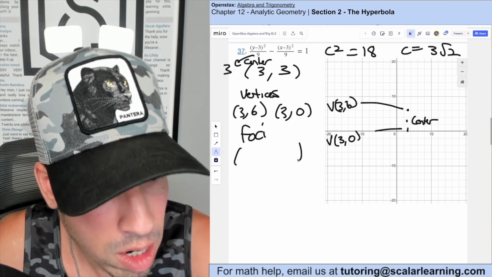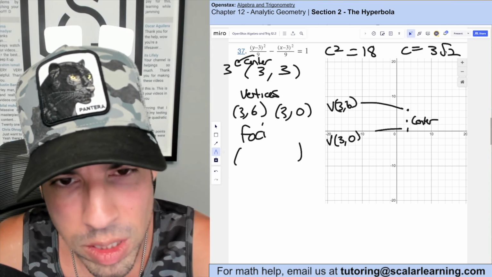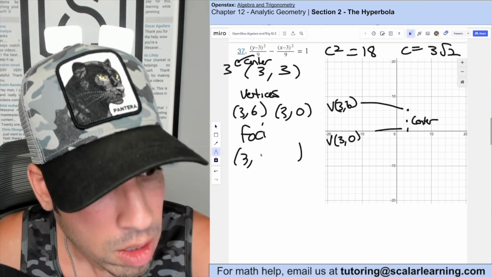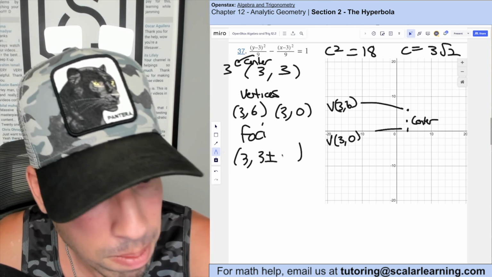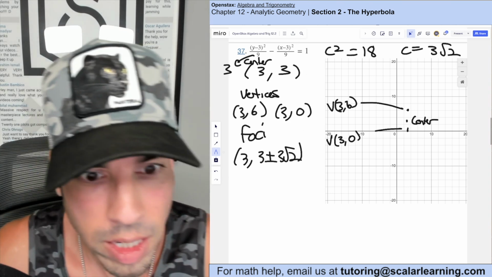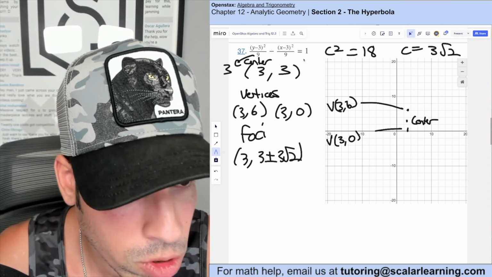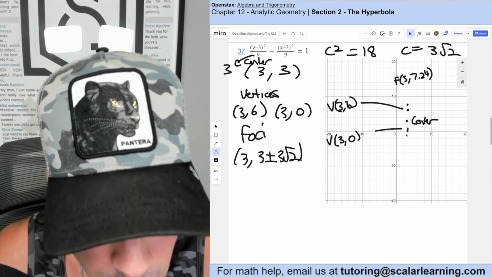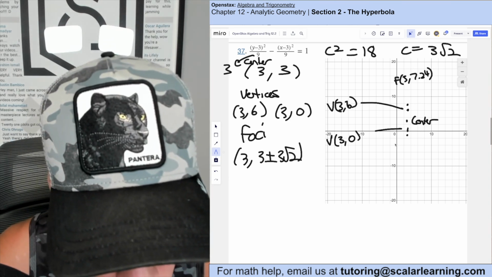And so since it's going up and down, we take that c value and we add it to the y value of the center. So 3 plus and minus 3 rad 2, and that's approximately 4.24. So plus 3 is going to be 7.24, and then down here, it's going to be -1.24.